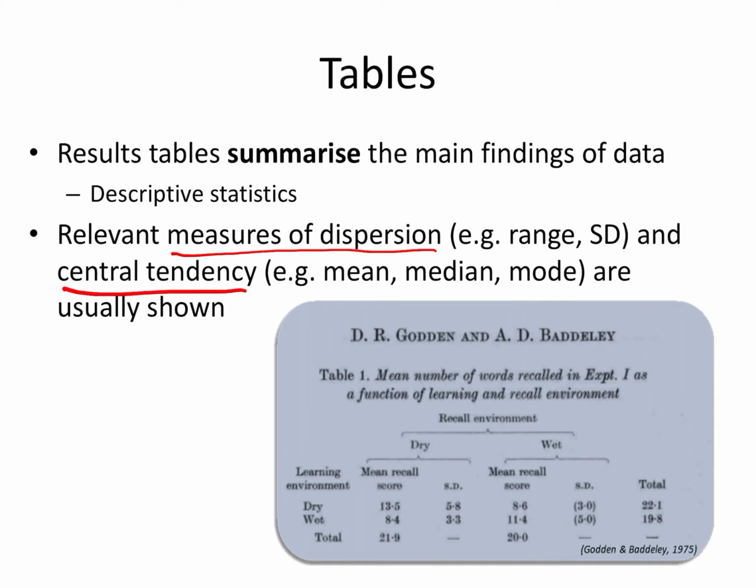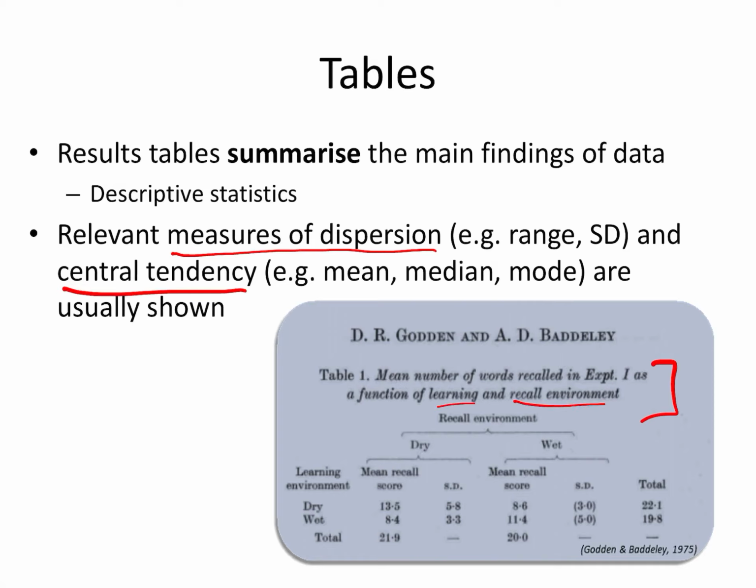So usually we don't display raw data in tables. Usually it's already been summarised and is already in a descriptive form. So for instance, here you can see the findings in a table from Godden and Baddeley's research into context-dependent forgetting. So here we can see a clear title, the mean number of words recalled in experiment 1 as a function of learning and recall.